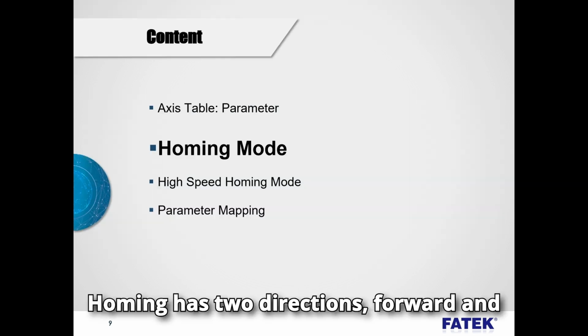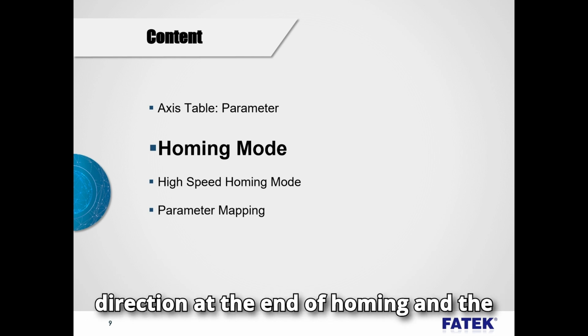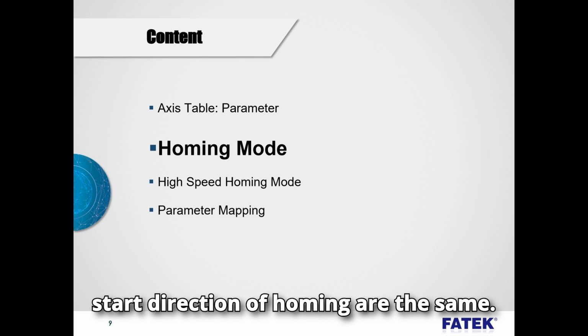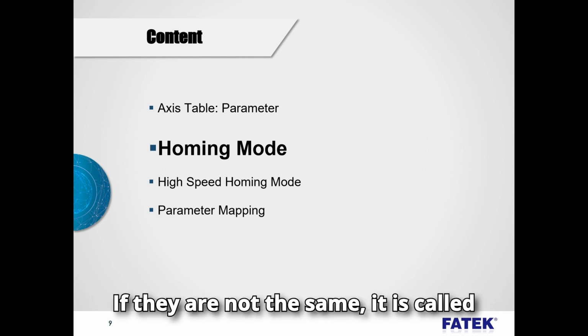Homing has two directions, forward and backward. Forward means that the direction at the end of homing and the start direction of homing are the same. If they are not the same, it is called backward.